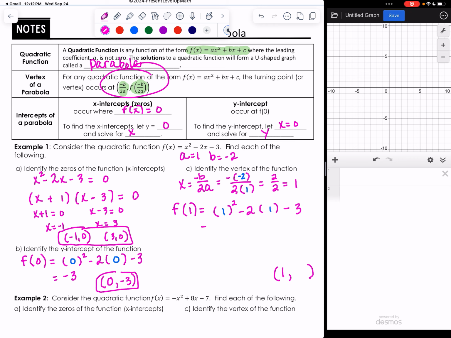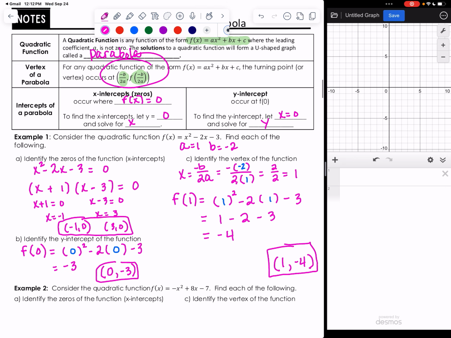All right, so 1 squared is 1. 2 times 1 is 2, and then minus 3. So 1 minus 2 is -1. -1 minus 3 is -4. So now we know the y value of my vertex.